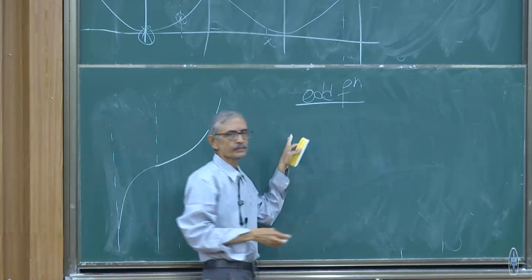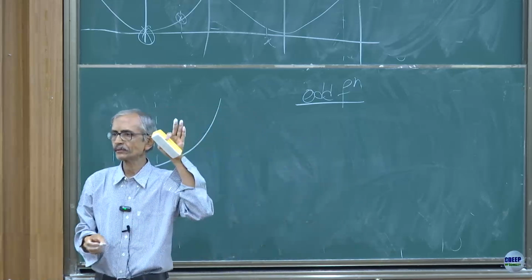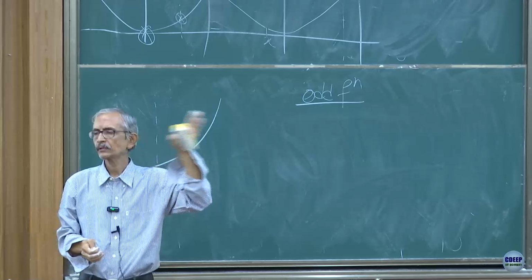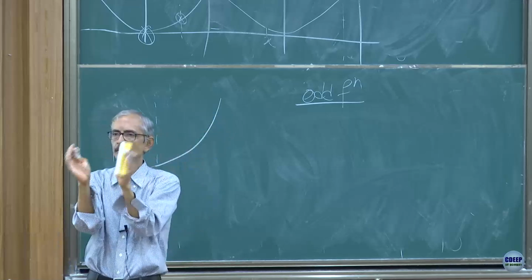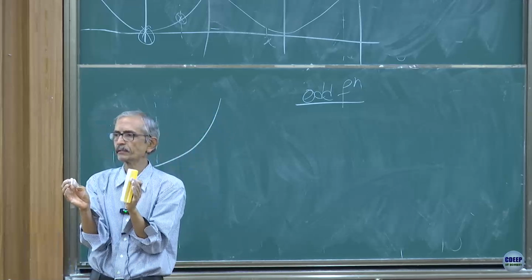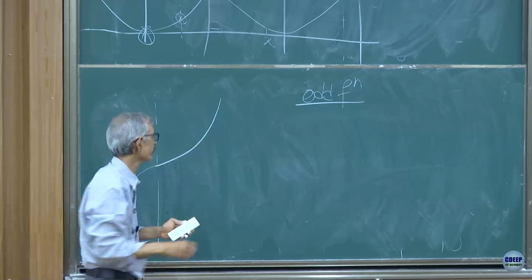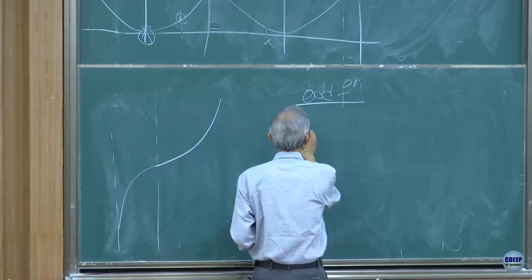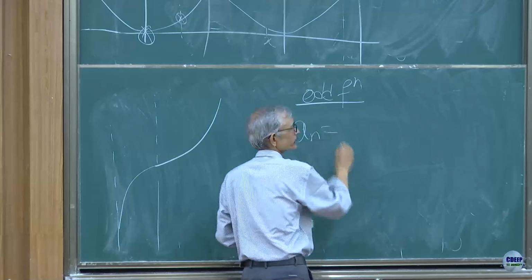So if an odd function is there, what happens to a0 and an? They are going to become equal to 0 because you have an odd function multiplying with the cosine term. So if this is an odd function, only the bn's are going to survive.